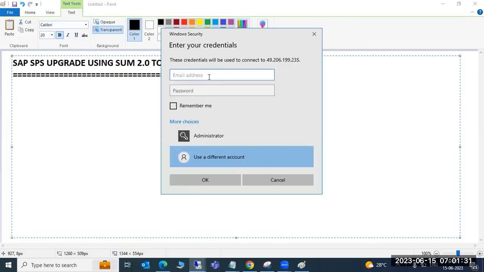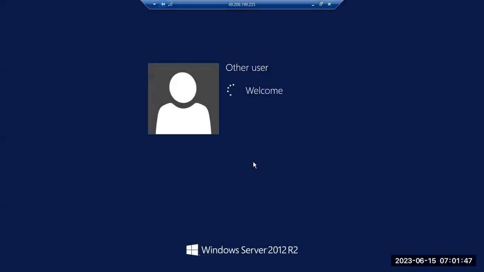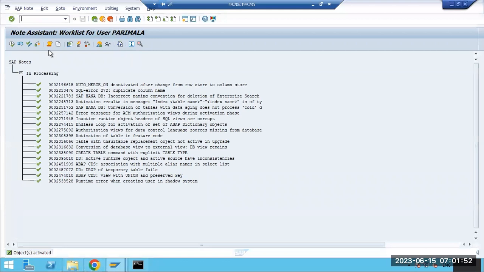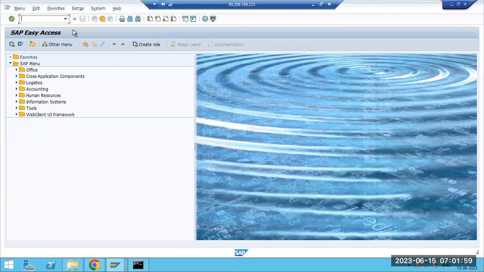So we are continuing with the SAP upgrade using the SUM tool. I'm connecting with our ECP ADM user and using the password. So we are progressing with our upgrade here. What is the port number for the SUM tool? 1128.